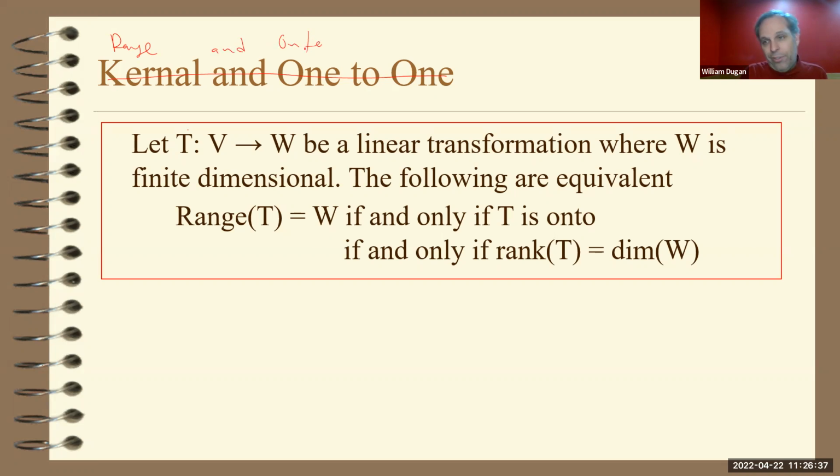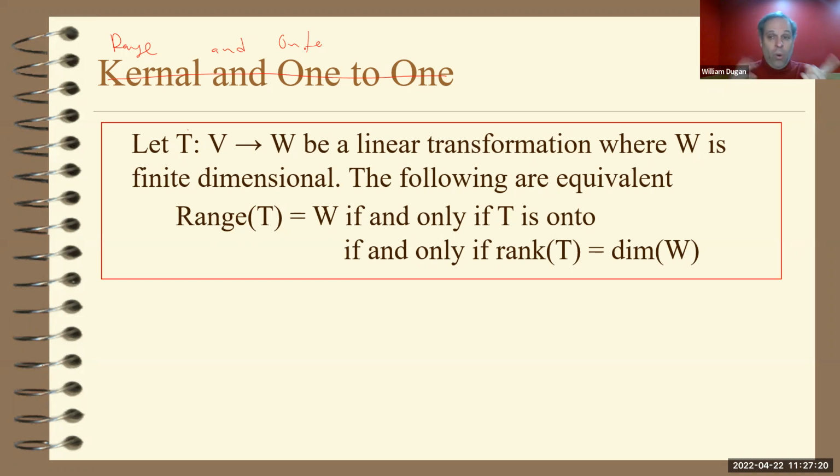and onto-ness. If you have a linear transformation between two vector spaces, and W is finite dimensional, then the following things are equivalent. The range of T is W. That can only happen if T is onto. That can only happen if the rank of T is the dimension of W. Now, some of these are just literally the definition. The range of T is W and T is onto, they literally mean the same thing. They are literally the same statement when you write it down in terms of symbols. That the range of T is equal to W and the rank of T is equal to the dimension of W. Again, that's something we already know.